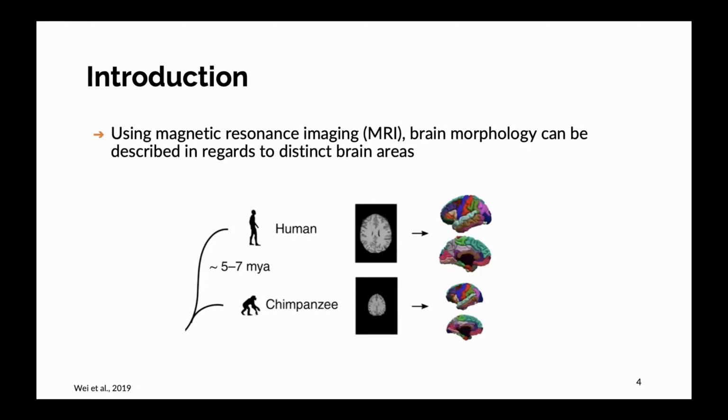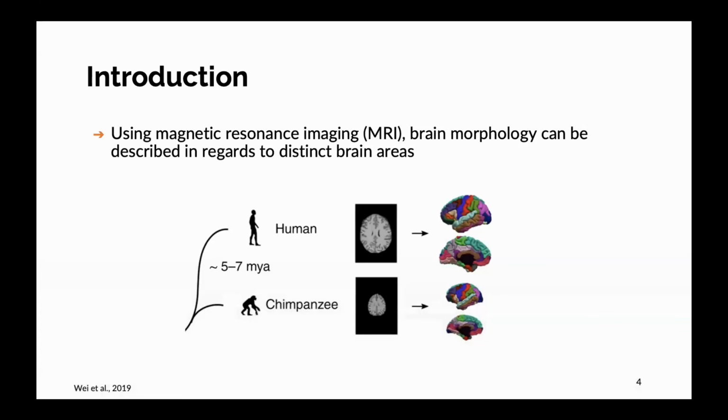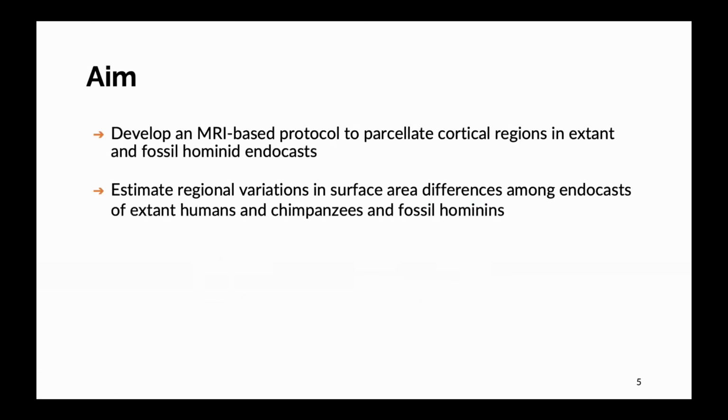We already know that in the field of neuroimaging using MRI, studying regional variations of brain morphology can be very easy. We can simply collect data from ex vivo or in vivo human brains or the brains of other non-human primates, and then reconstruct the brain and parcellate the entire brain into different brain regions according to some brain atlases. So if we can apply those MRI-based brain atlases on the endocast surface, we may have the chance to study regional variations of the endocast. Therefore, we designed this study. We aim to first develop an MRI-based protocol to parcellate cortical regions in extant and fossil hominid endocasts. And second, we hope to estimate regional variations in surface area differences among endocasts of extant humans and chimpanzees, as well as fossil hominids.